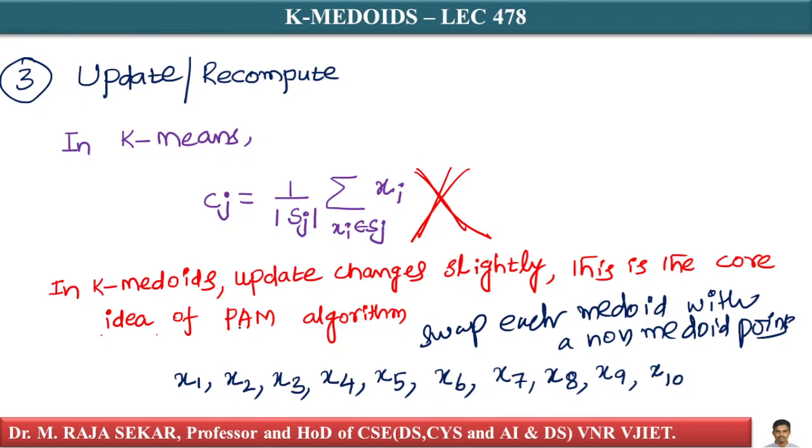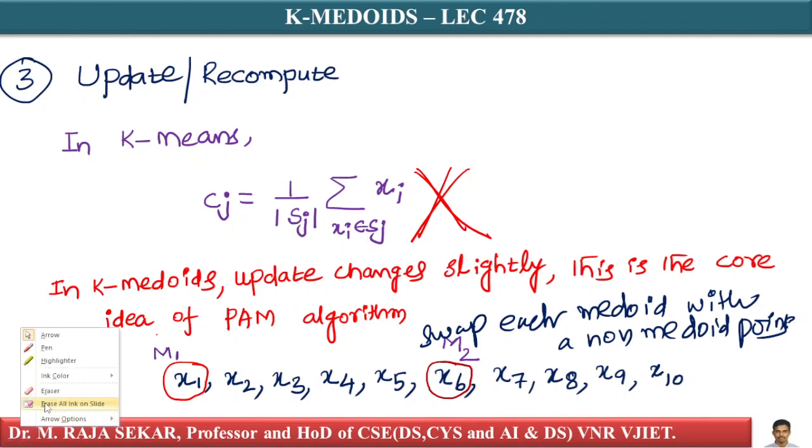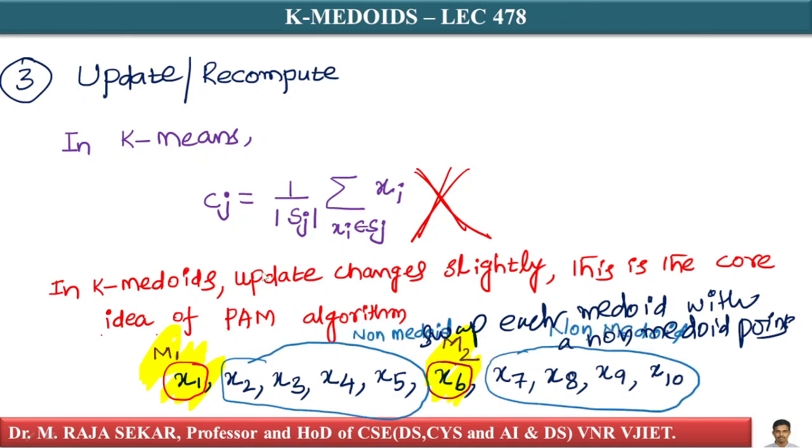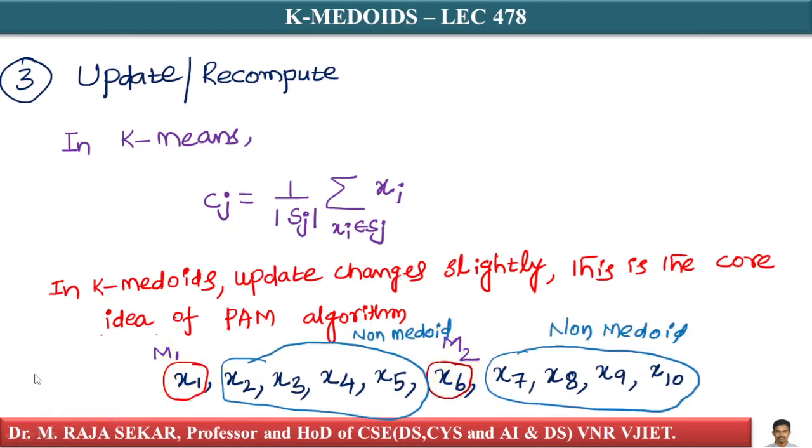Let's assume x1 and x6 are your medoids. Let me say x1 is medoid 1 and x6 is medoid 2. What is my k value here? My k value is 2, which means K equals 2, and K equals 2 means 2 medoids. So it is a 2-medoid clustering.